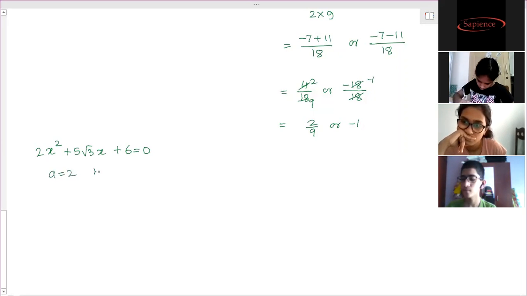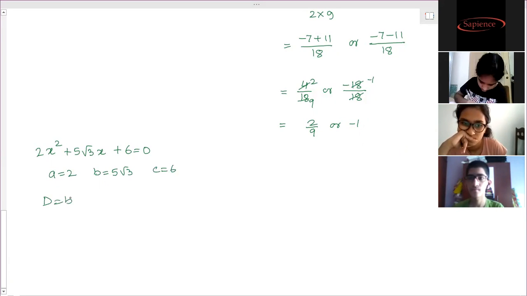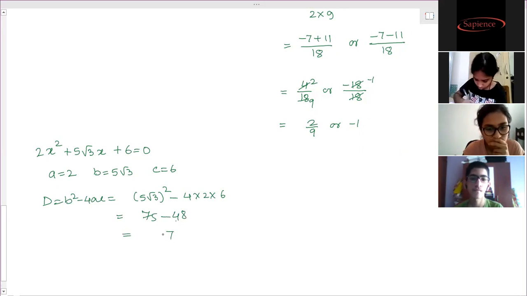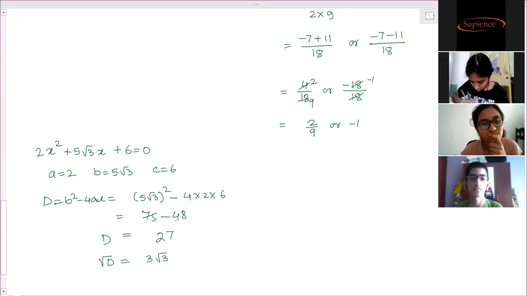So the value of A is 2, B is 5 root 3 and C is 6. So D is equal to B square minus 4AC, is equal to 5 root 3 whole square minus 4 into 2 into 6. 25 threes are 75, minus 48, so it is 27. So now here the value of D is 27, which is not a perfect square. So the square root of D is 3 root 3, right?